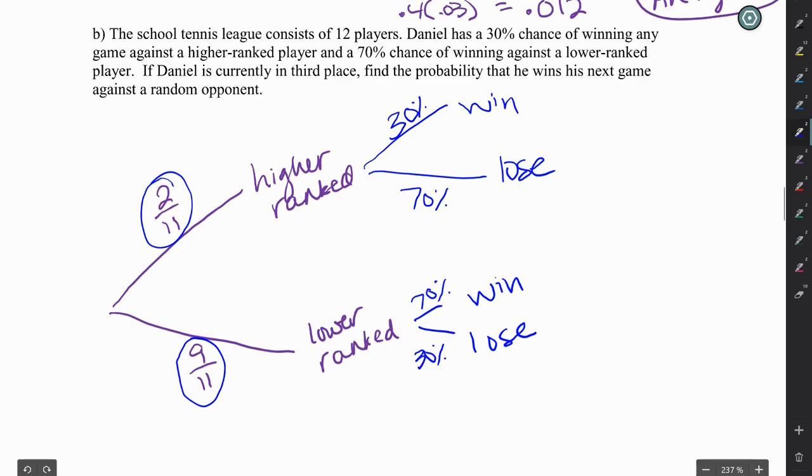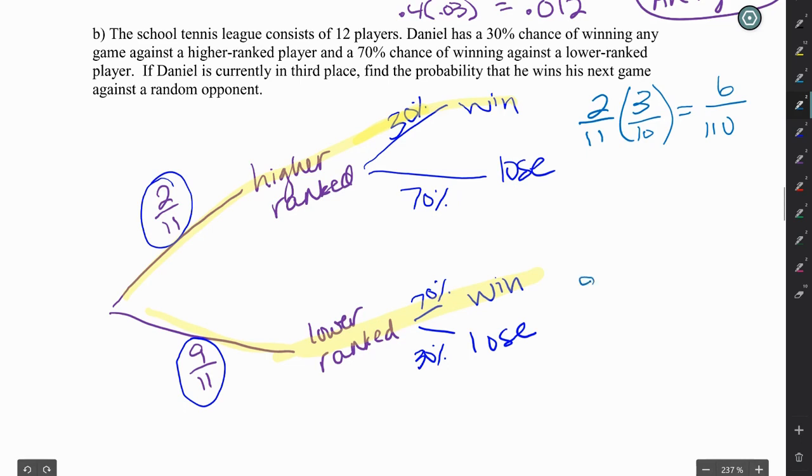Okay, so when we put these together, we want to know the probability he wins. So winning can happen two ways. So for the top, it's 2 11ths. Now, 30%, that's kind of annoying to do, 2 11ths times 30%. So we can turn that into 3 out of 10, because it would be 30 out of 100. So that would be 6 out of 110.